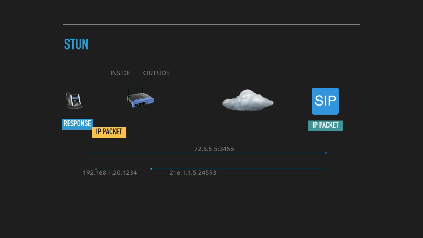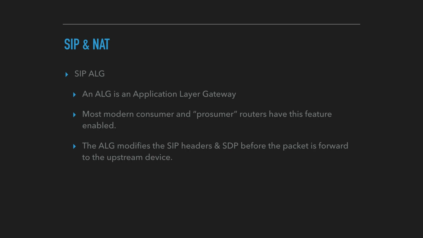audio going two different ways because the phone is sending it all the way up to the SIP server IP. We now have traffic from the SIP server being sent to 216.115. This port, the firewall or router turns that into 192.168.1.20:1234 for the port.